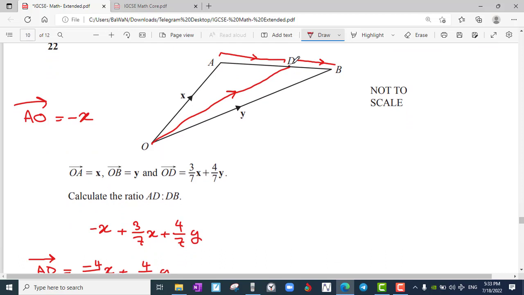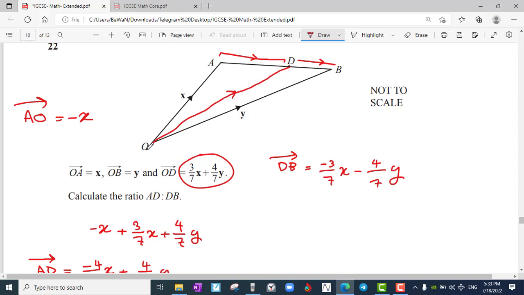So in order to do this, we go from D to O. Going from D to O, it will be DO, which is the opposite of this, so we change both signs. Now we are working on DB in this direction, going from D to B. It's equal to negative 3 over 7x, not plus, because we changed the sign, minus 4 over 7y. Okay, this is this way.